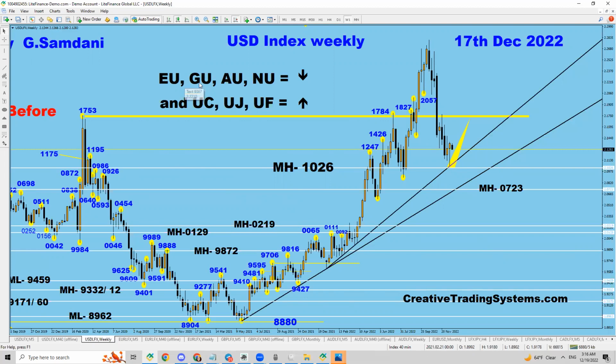EUR-USD is going to drop, pound USD is going to drop. These four will drop, these three will go up. So that's why I'm looking short on EUR-USD, because in my analysis, the USD is going to get strong.